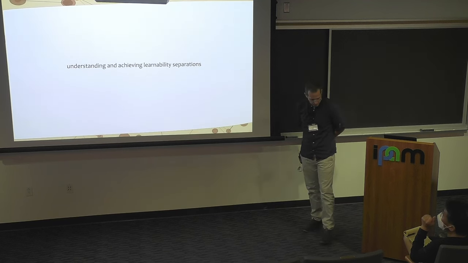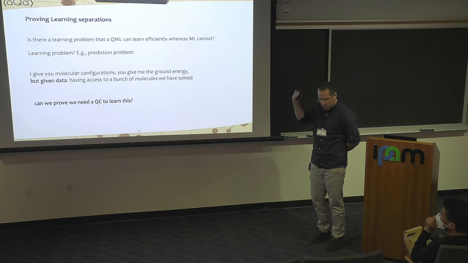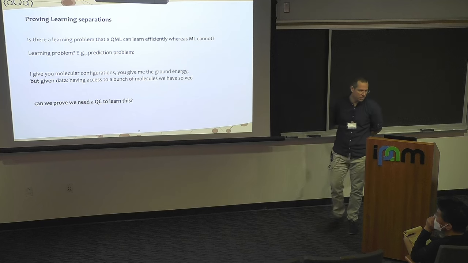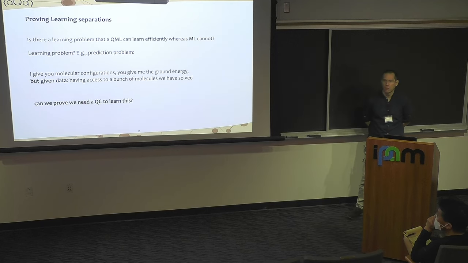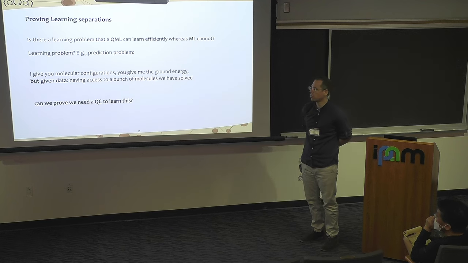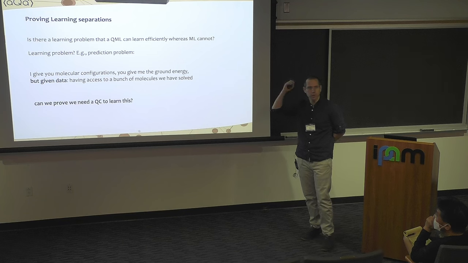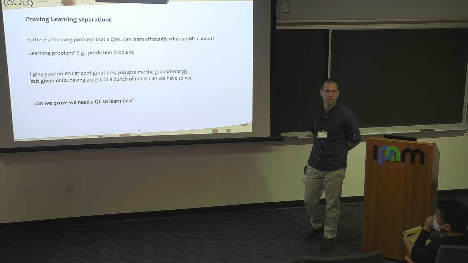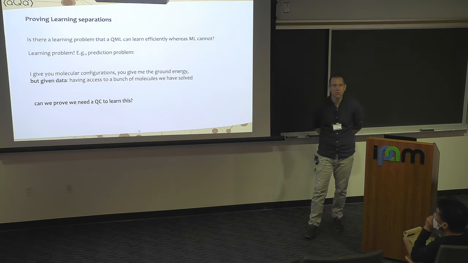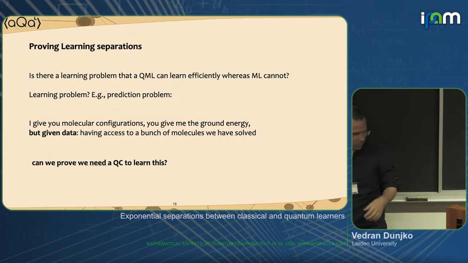So let's talk about this for a second. What do I mean by learning separations? Like, is there a learning problem that I can learn with a quantum machine learner but cannot with a classical one? What do I mean by learning problem? Well, let's do the kind of thing that maybe Maria could have done, but they did a little bit more. I give you, you know, the molecular configuration, and you give me the energy, right? That's the problem. It's a hard problem, but suppose that I give you a lot of data for many, many other molecules, like a, I don't know, you might be more ambitious.